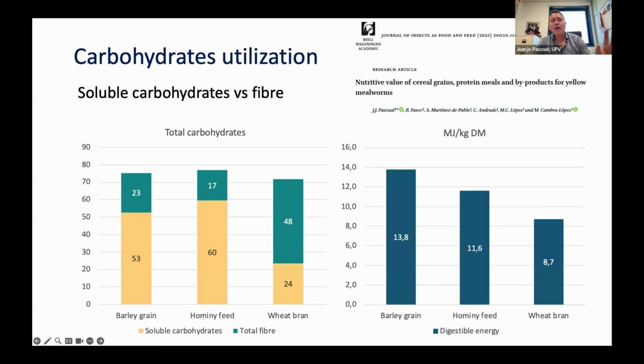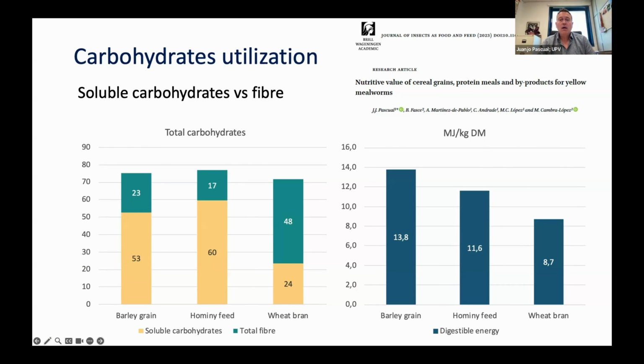In the figure on the left, it shows the carbohydrate content of three typical mealworm raw materials: barley grain, hominifeed, and wheat bran. The total carbohydrate content of these feeds is quite similar, no? The total height of these bars: 66, 67, and 62%. However, the figure on the right shows the digestible energy content for these same three raw materials that we have determined in one of our papers, and it reveals that barley grain contains almost 60% more available energy than wheat bran.